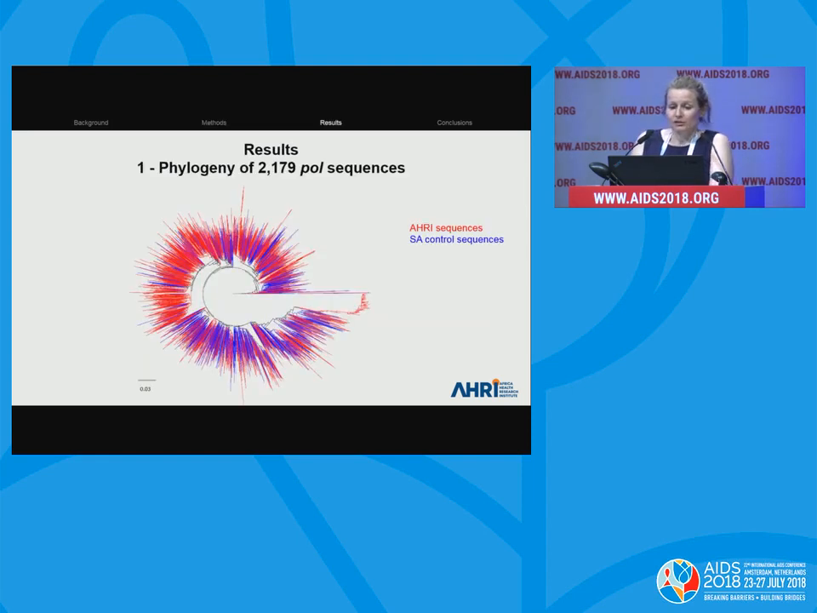So this is the phylogenetic results. This is a phylogenetic tree, and I showed you one earlier, and this is circular due to the size of the tree. The red sequences are those from RE, and the blue sequences are the control sequences from the rest of South Africa. And there's three main things you can see from this.